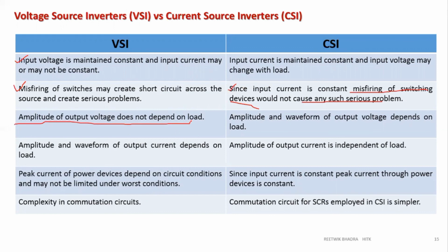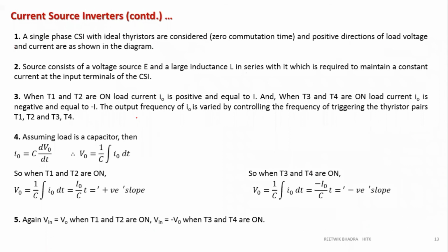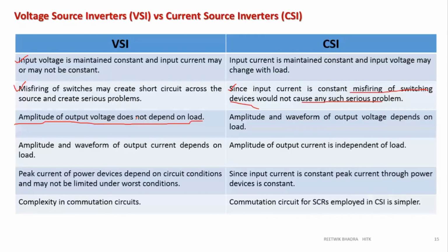Now the amplitude of the output voltage doesn't depend upon your load, because you know it can be either Vs or Vs by 2. Over here, amplitude and waveform will depend upon your load. For a capacitive load I have drawn this one. For an RL load it will change, and accordingly you can draw it. So it will change according to the type of load.